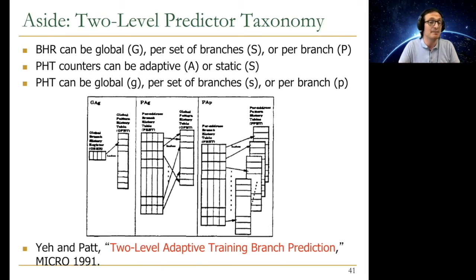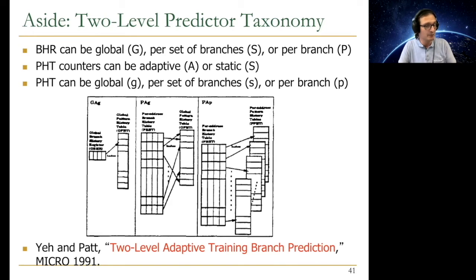So maybe it makes sense to actually have many tables, multiple different tables. Maybe you do it per branch. Per branch is expensive, as I said. Maybe you do it per set of branches indexed by a portion of the program counter. So that sort of predictor makes more sense, actually. In real life, you see that sort of predictors as well. In fact, the Intel Pentium Pro predictor had a 4-bit global history register, and not a single global pattern history table. It had 4 pattern history tables, and you would select the pattern history table based on the value of the program counter. 2 bits in the program counter would decide which pattern history table you select.